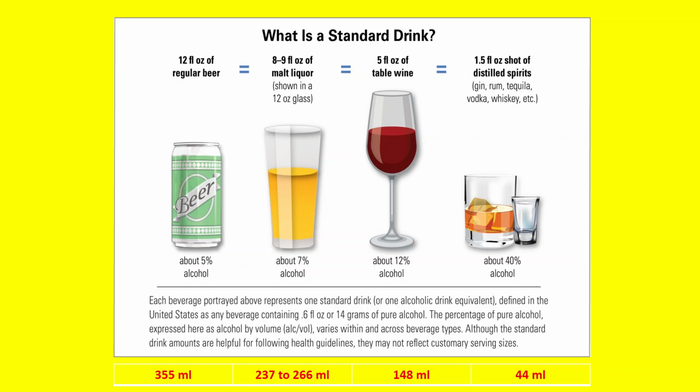Then the question comes, how much of a beer is equivalent to how much of a vodka or tequila. Now, about 355 ml of a can of beer is equivalent to about 250 ml of malt liquor, and it is equivalent to about 150 ml of table wine, which is equivalent only to 40 to 44 ml of 40 to 50% whiskey, gin, vodka, or tequila. So this comparison is important when we have to calculate the blood alcohol concentration when a person gives a history that he had only a couple of beers. So a couple of beers are equal to a couple of shots of 44 ml of gin, tequila, vodka, or whiskey.